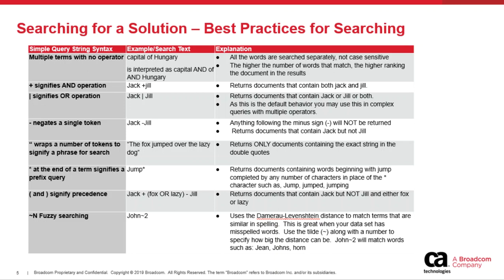And the last item is fuzzy searching. In this example, John tilde 2 would return documents with some fuzziness. In this case, John tilde 2 would match Jean, Johns, and Horn. This uses the Damerau-Levenshtein distance to match terms that are similar in spelling. This is useful when your data set has misspelled words, or maybe there are multiple ways to spell something.